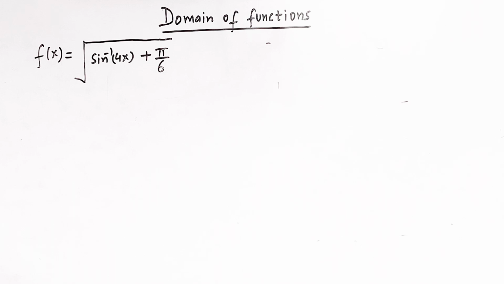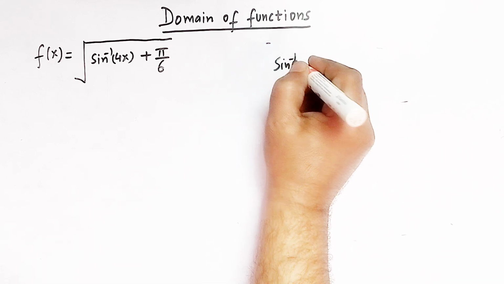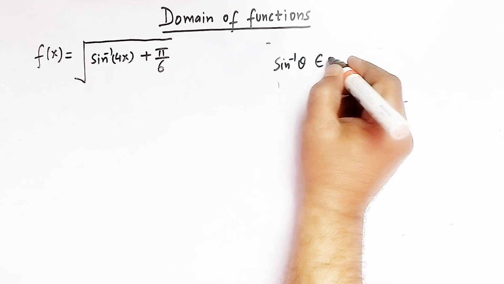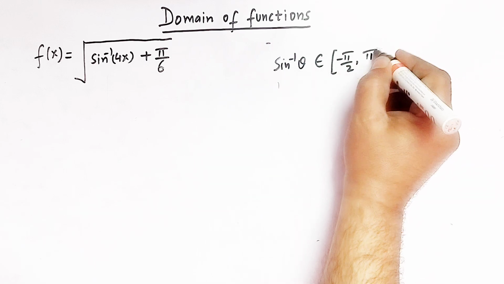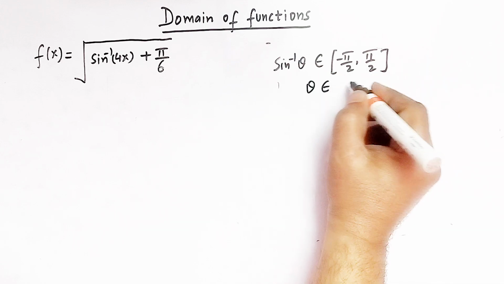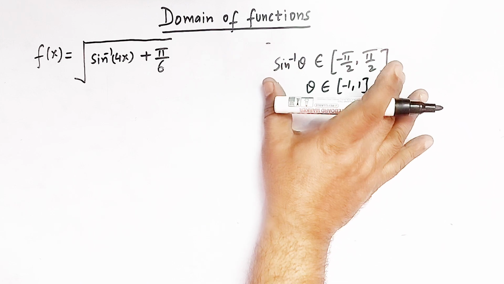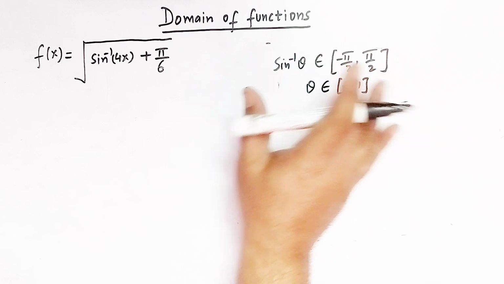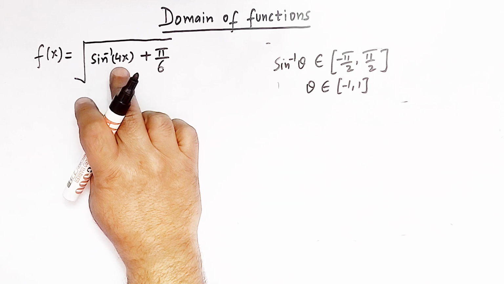Now from inverse trigonometric functions, we know that the range of sine inverse theta belongs to the interval minus pi by 2 to pi by 2, when theta belongs to the interval minus 1 to 1. So here we'll use this concept to find the domain of this function, right?